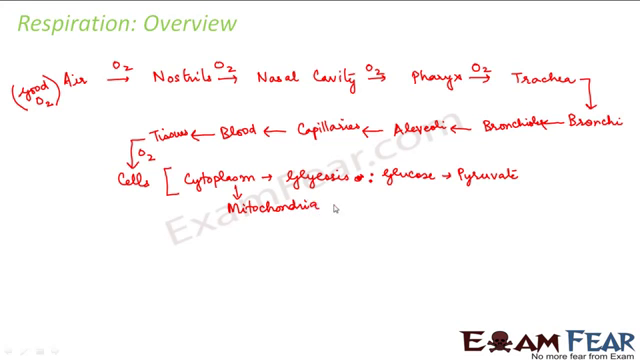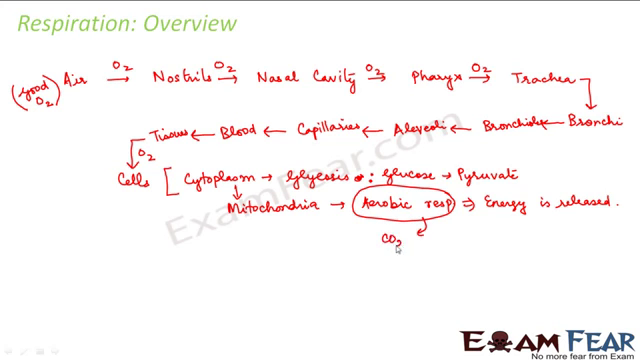And then in the mitochondria, aerobic respiration will take place. I have discussed this in detail, right? So in there aerobic respiration will take place and energy will be released. So this energy will be released in the form of ATP molecules, and as a result of aerobic respiration, another byproduct will be formed, that is carbon dioxide.